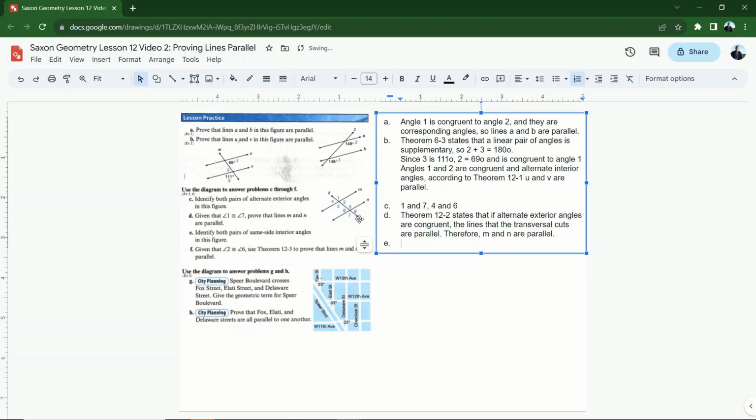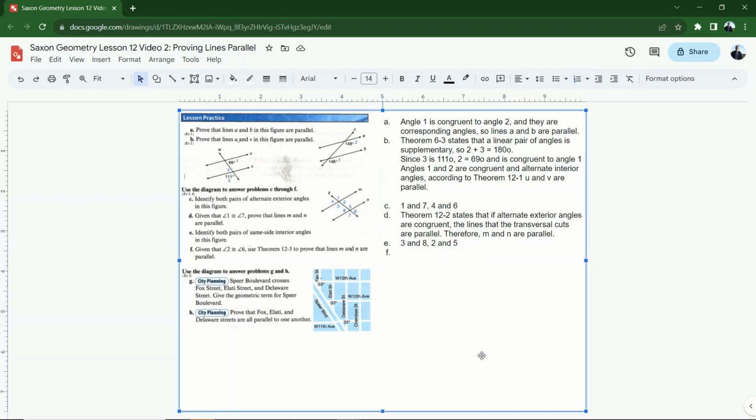All right, letter E. Identify both pairs of same side interior angles. 3 and 8 are same side interior, 2 and 5. All right, now letter F is a hard one. Given that 2 is congruent to 6, use theorem 12.3 to prove that lines M and N are parallel.